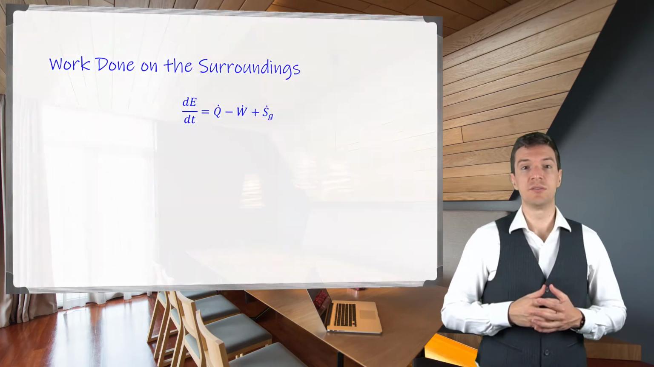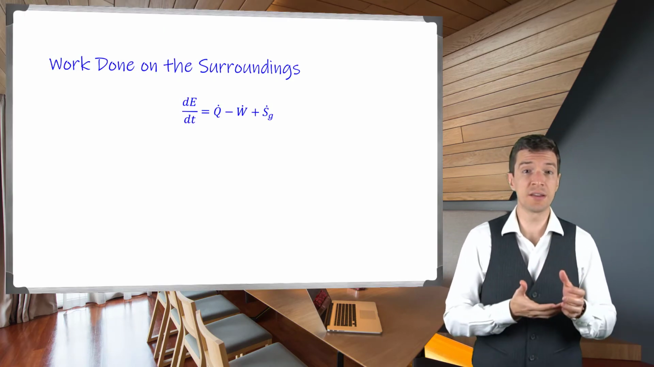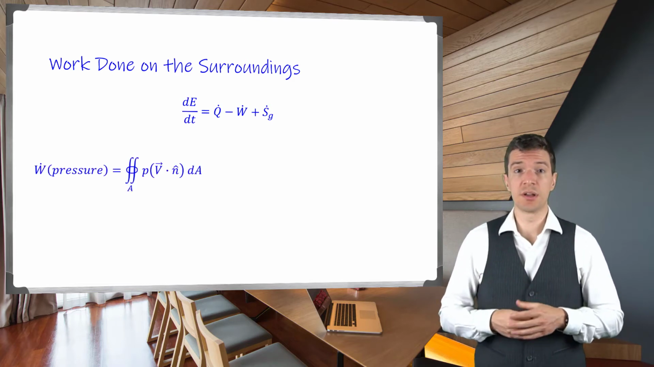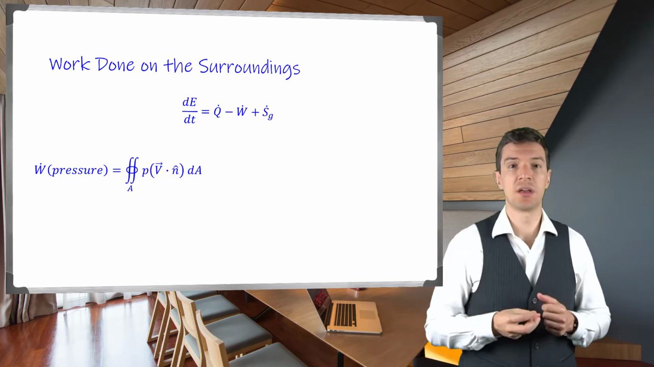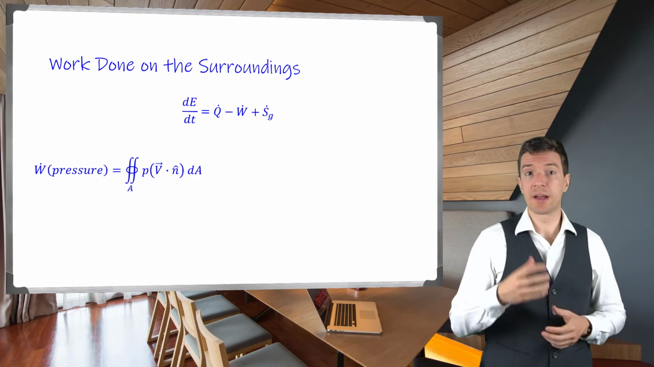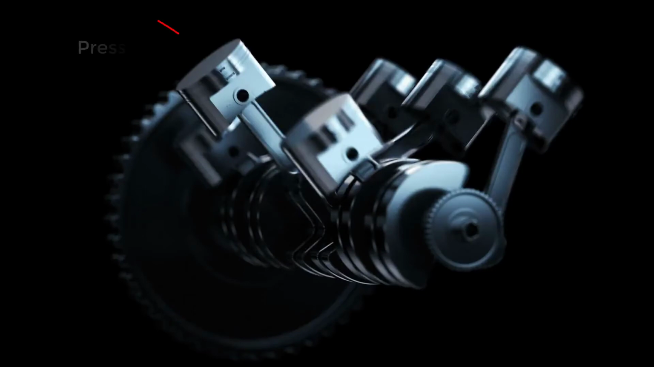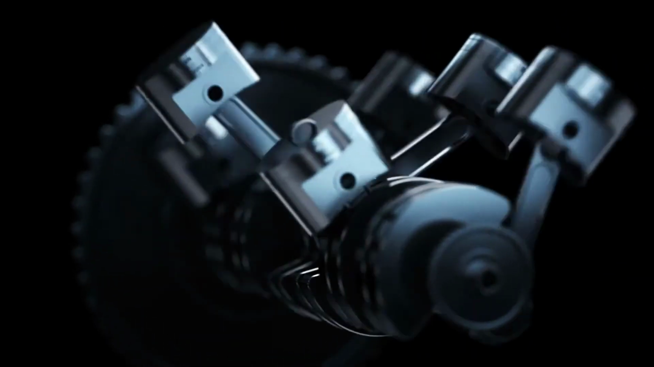The last term remaining is the work. The work is done by the system on its surroundings and can be divided in two parts. One is the pressure work, done by the pressure acting normal to the system boundaries. As an example, we can consider the piston of an internal combustion engine, where the pressure of the fluid expanding after combustion pushes the piston back along the cylinder, creating the rotating motion of the crankshaft.